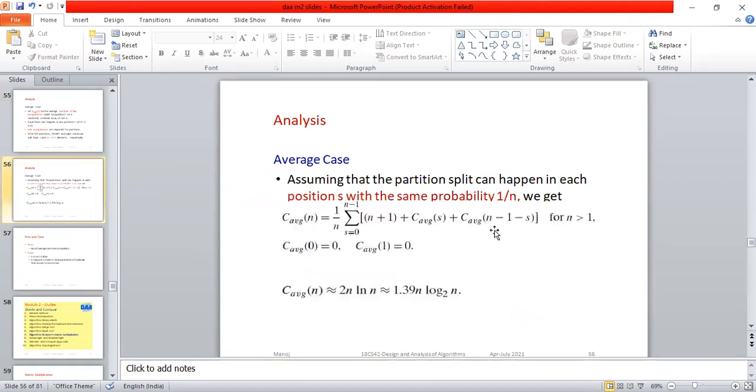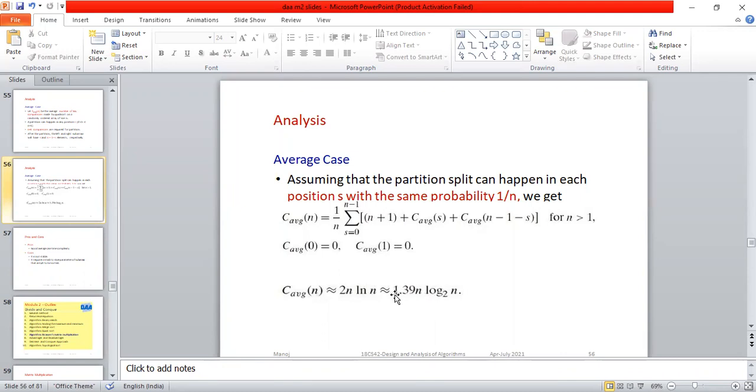Coming to the average case time complexity. S ranges from the first element up to n minus 1. So you take it as n plus 1 plus the average of C(s) plus C(n minus 1 minus s). The average of C(0) is 0, and the average of C(1) is also 0. When you substitute, you get 2n ln n. So that we take as n log n to base 2.